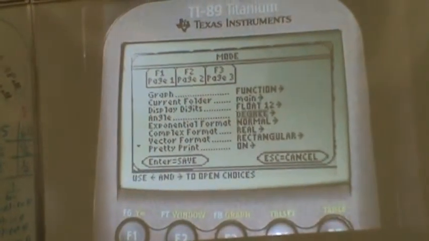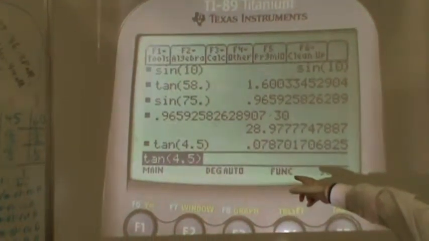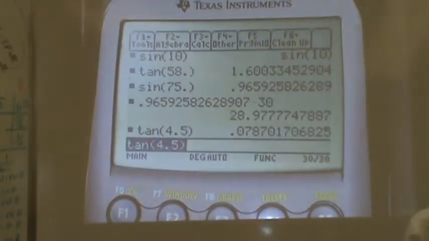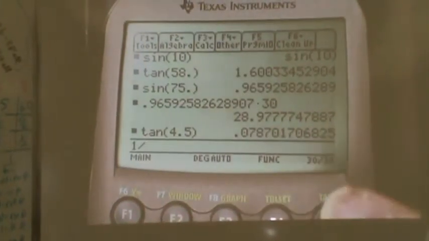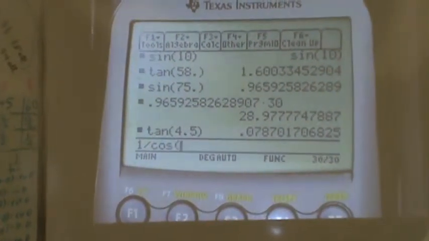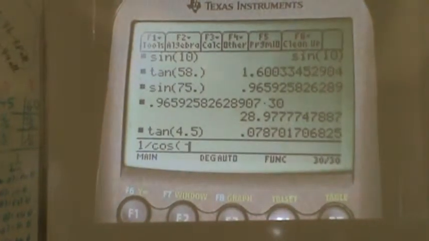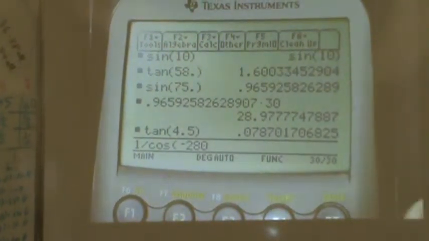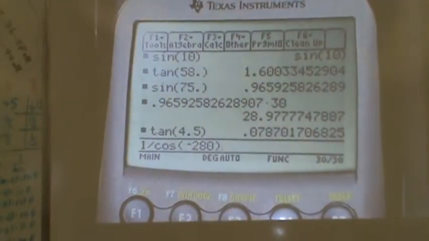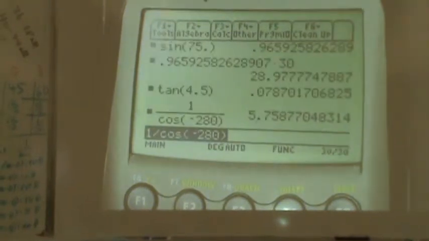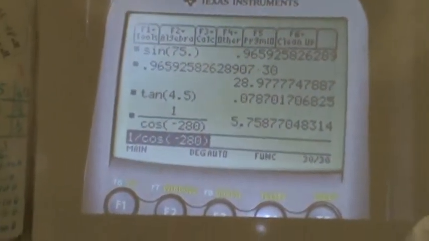I'm now in degree mode, press enter again. And notice it says degree down there at the bottom, DEG. I'm going to type 1 divided by cosine of negative 280. And I'm going to do green diamond enter. I want a decimal answer, so green diamond enter. And I get 5.759. Are people getting that?